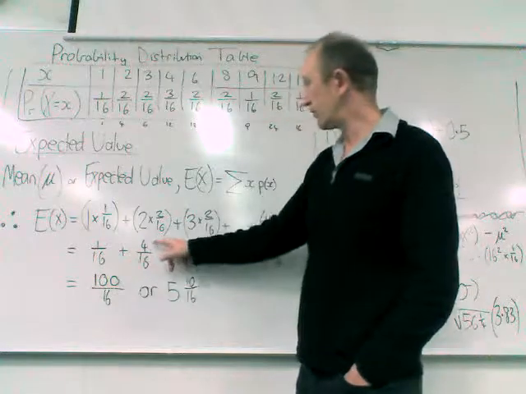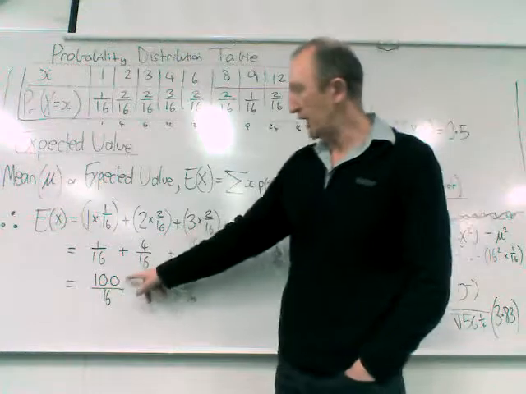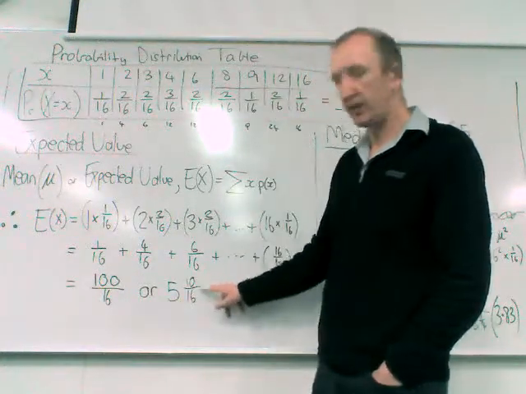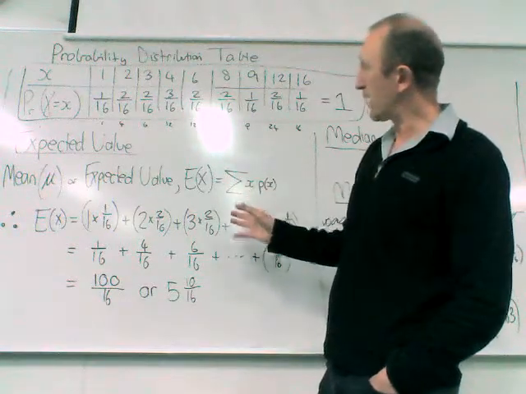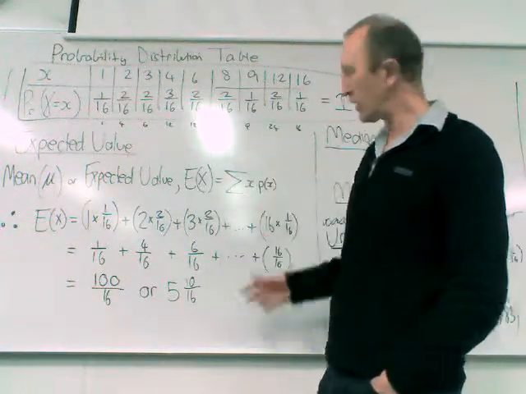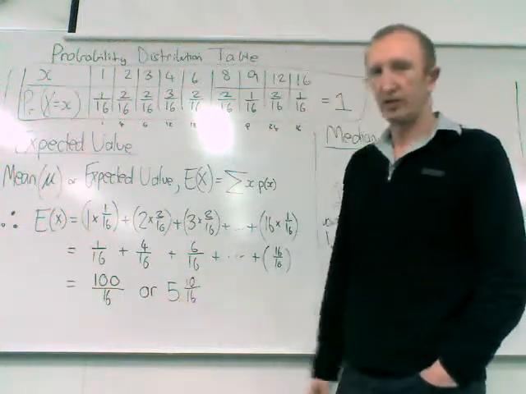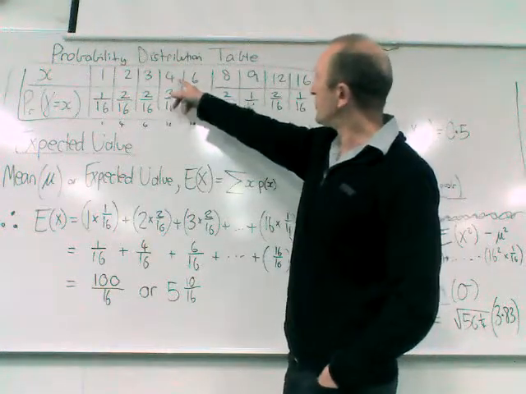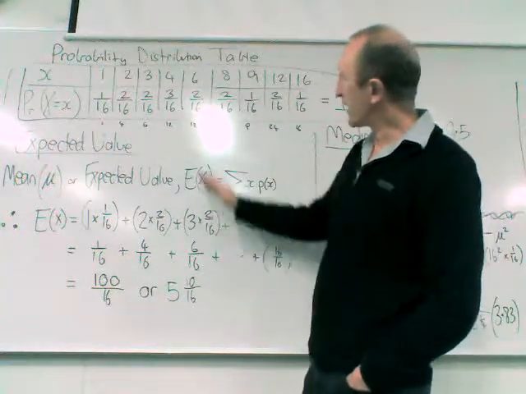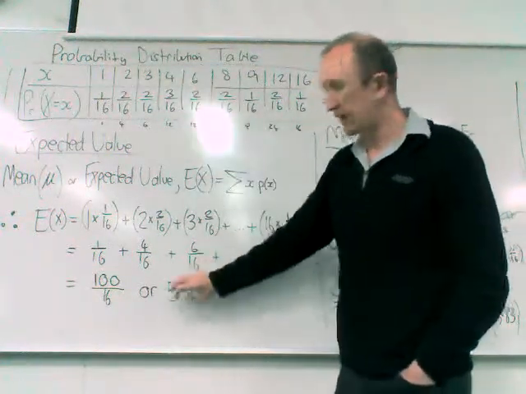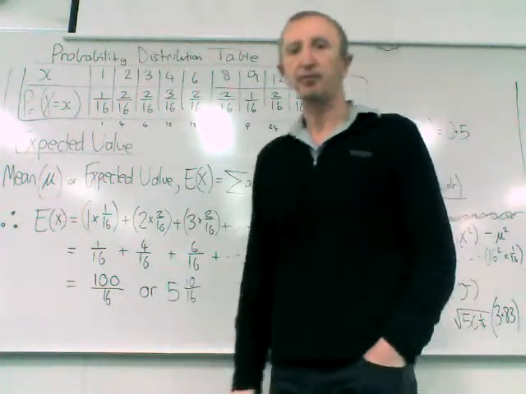So we've got 1 over 16, 4 over 16, 6 over 16, last one 16 over 16. Add them all up, 100 over 16, or 5 and 10 over 16. So saying that the expected value, the thing that you expect to happen if you continue this experiment on and on and on, you expect to get a value of 5 and 10 over 16. Obviously, there is no 5 here, but that's just saying that on average, overall, you're going to get a number between 4 and 6. That's the expected value, 5 and 10 over 16. So that's a measure of average.